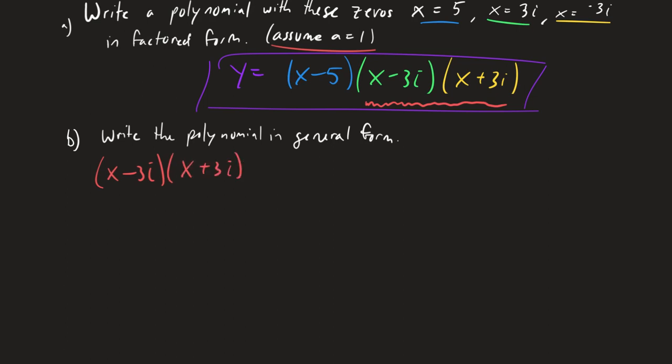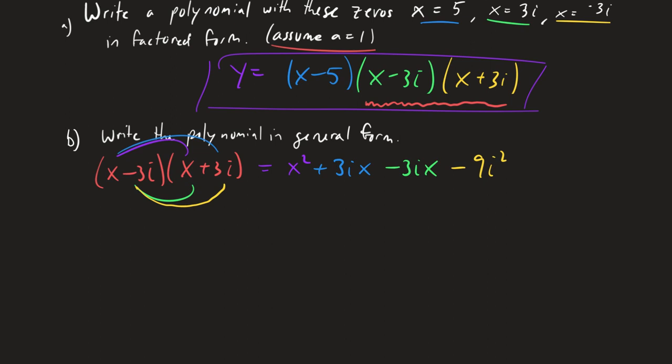Of course, x times x equals x squared, and then x times 3i is positive 3ix. Since i is a number, it's not a variable, it's more appropriate to put it in front of the x. Then I have negative 3i times x, which of course is just negative 3ix. And we have negative 3i times positive 3i, so positive times negative is negative, 3 times 3 is 9, and i times i is i squared. So we just need to simplify this.